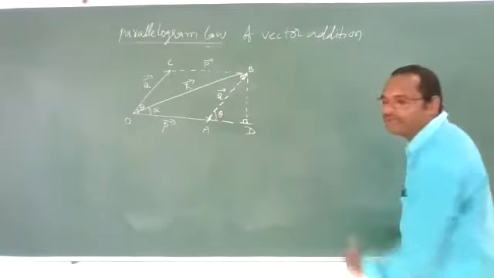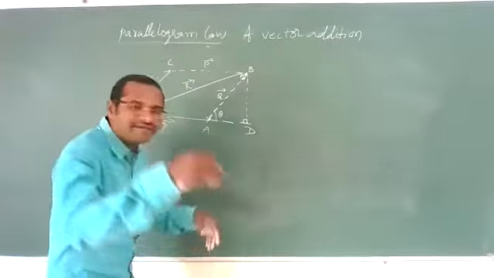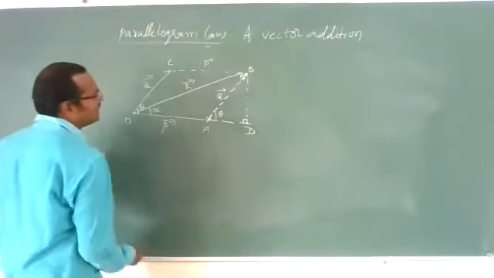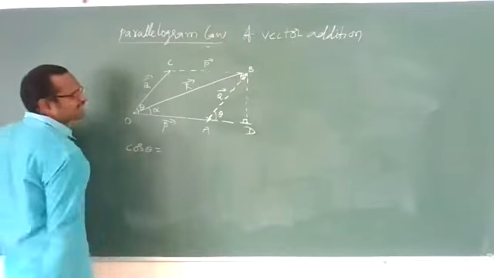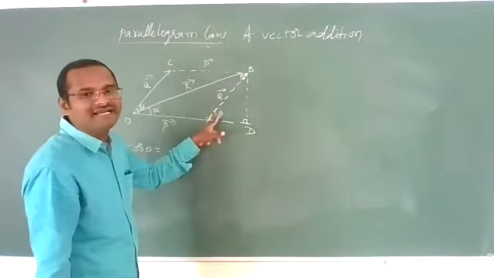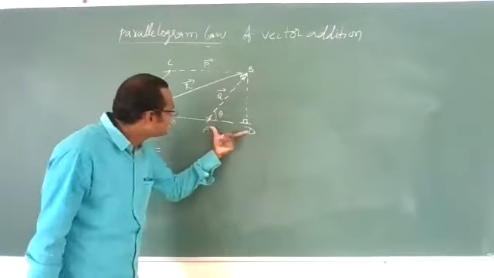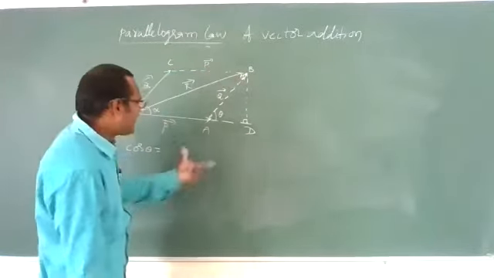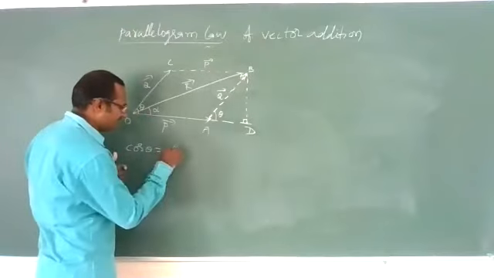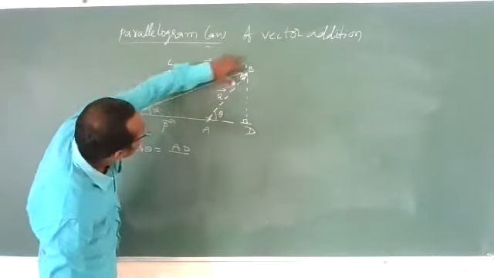Clear? Okay? Yes. Now again, same thing what we have done in triangular law. See here. Now I am taking cos theta. What is cos theta for this triangle? Cos theta is adjacent side by hypotenuse. This is the adjacent side. This is the opposite side. This is the hypotenuse. Adjacent side is AD, upon hypotenuse, which is AB.